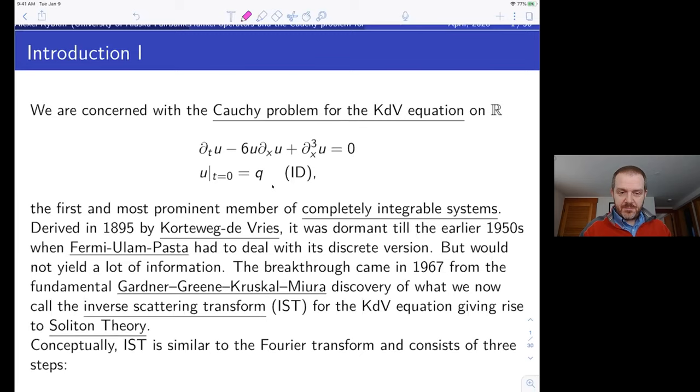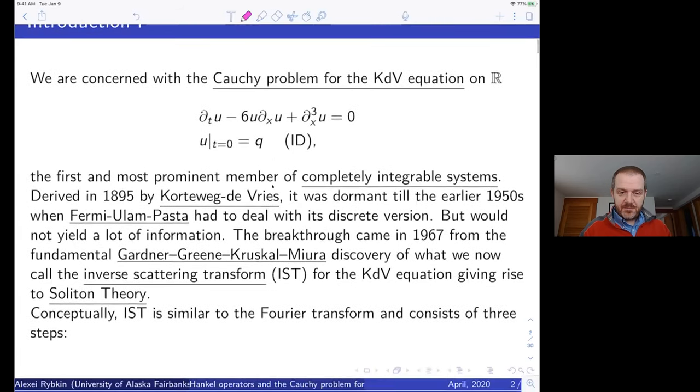And by the way, they conducted one of the first computer experiments, which yielded strange things. And it's when this equation got into the focus of mathematicians, and in 1967, finally, the method which we now call the inverse scattering transform was invented by four mathematicians, Gardner, Greene, Kruskal, and Miura, which, of course, gave rise to what we now call soliton theory.